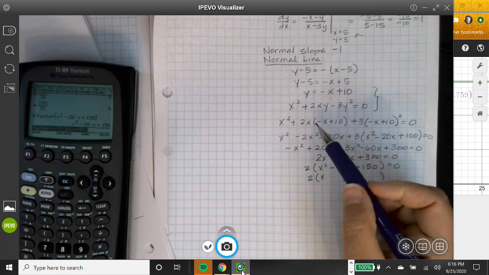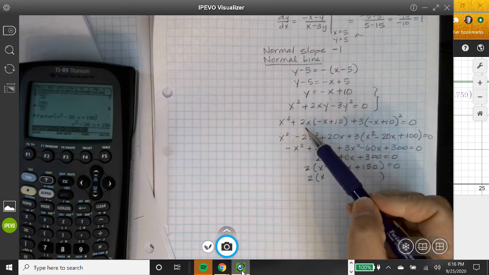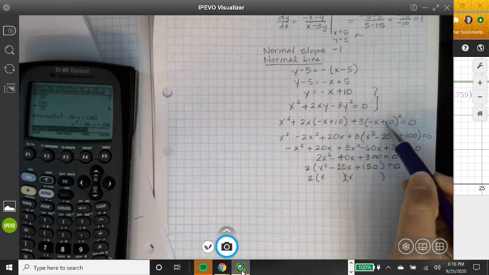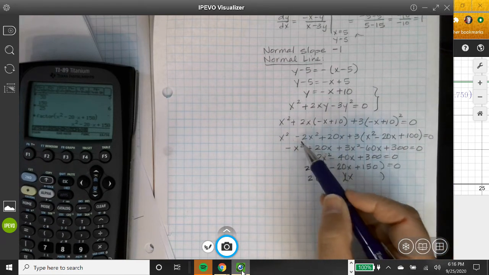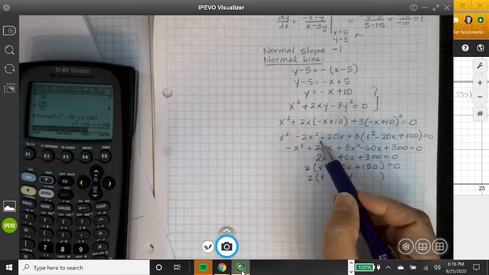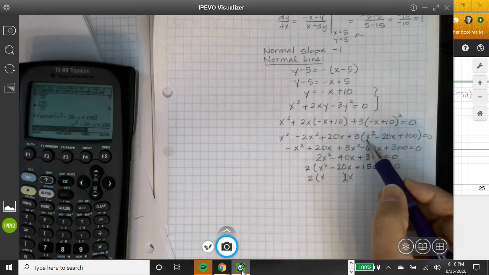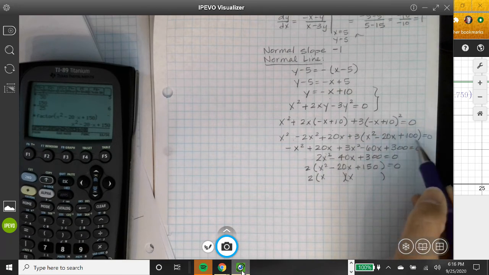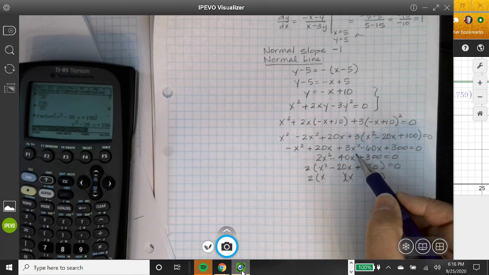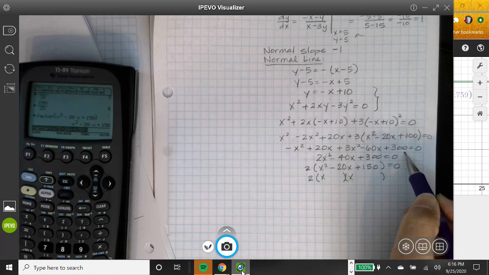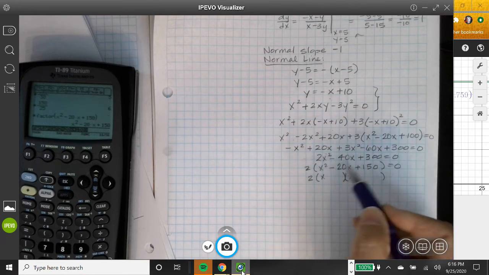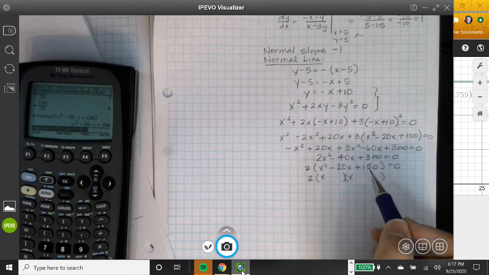Let's make sure I'm right here first before we do this. X squared plus 2x times y, which is negative x plus 10, plus 3 times this quantity squared. So we get x squared minus 2x squared plus 20x, I'm all right with that, plus x squared minus 20x squared, equals 0. So when I multiply the 3 in, I get 3x squared minus 60x plus 300. And I get negative x squared plus 3x squared is 2x squared minus 40x plus 300.